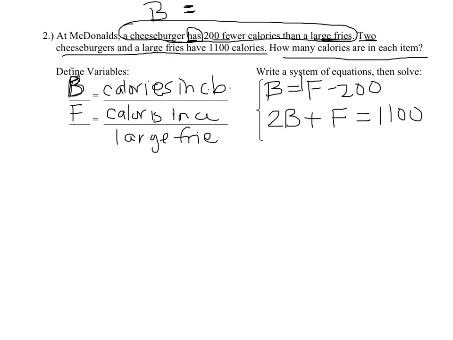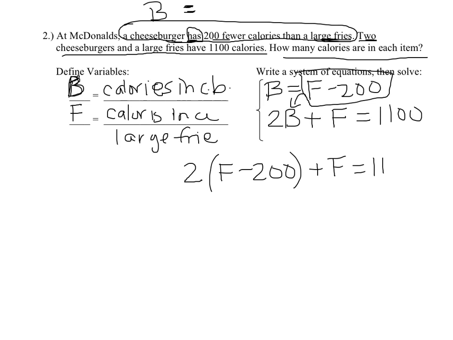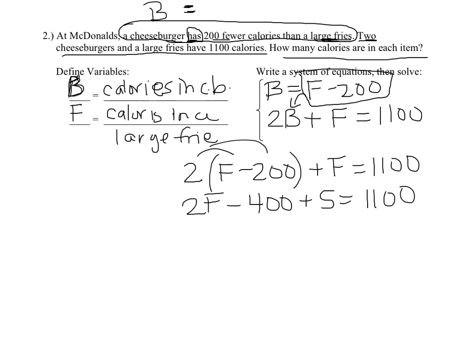So to solve this one, I'm going to take that F minus 200 and put it right where the B is, because I'm going to use substitution. So I'm going to do 2 parentheses, F minus 200, close my parentheses, plus F equals 1,100. Distribute. When I distribute, I get 2F minus 400 plus F equals 1,100. Combine like terms: 2F and F give me 3F minus 400 equals 1,100.